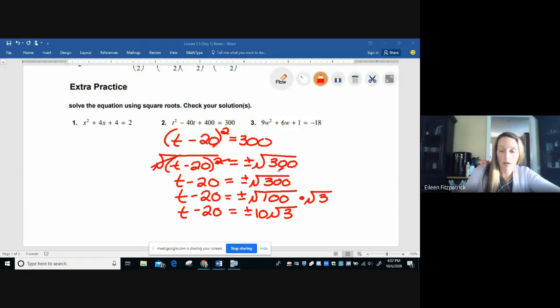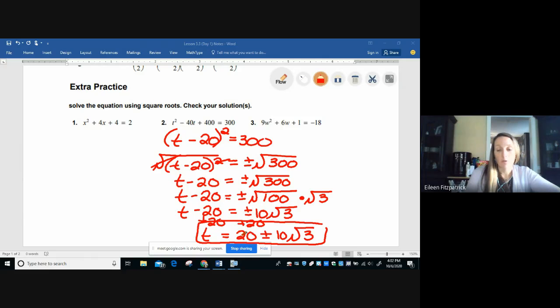Okay, so the root 300 simplifies to 10 root 3. Now I'm going to add 20 to both sides, so move that over by the inverse operation of addition. And I'm left with t is equal to positive 20 plus minus 10 root 3. Again, this quadratic has two solutions when solving by square root. We have 20 plus 10 root 3 and 20 minus 10 root 3.